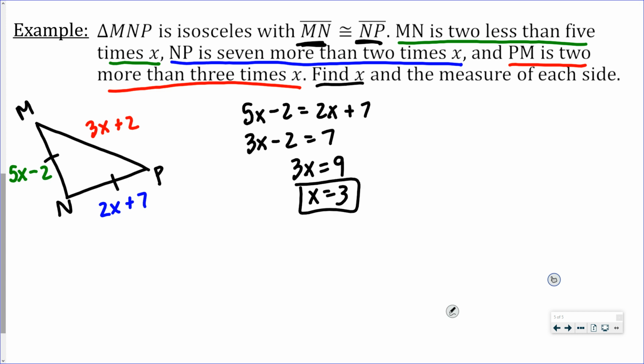We found x. Now we just have to find the measure of each side. I'm going to do MN. It doesn't matter which one you do. MN is 5 times x minus 2. 15 minus 2 is 13. Which means NP is also what? 13?